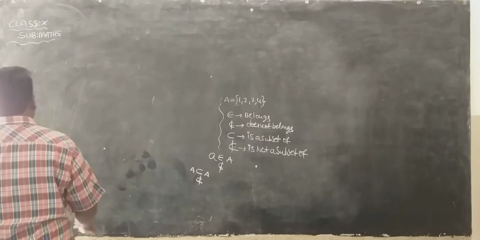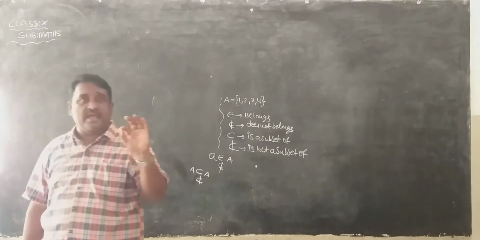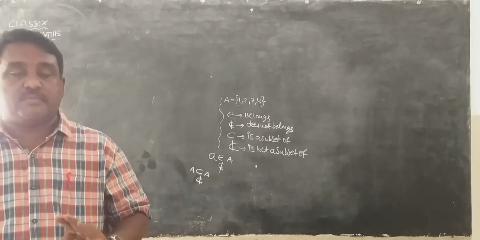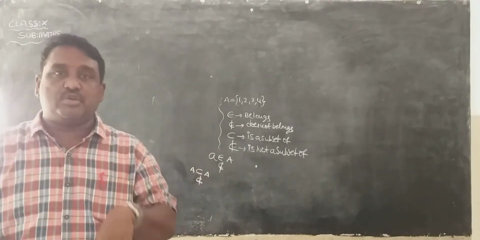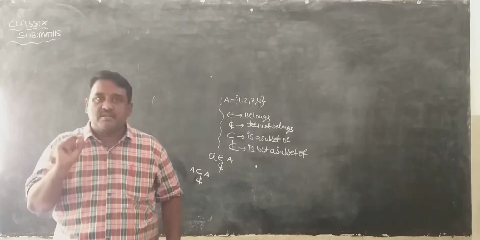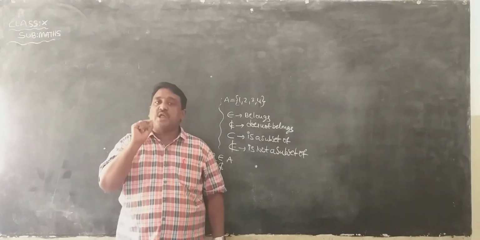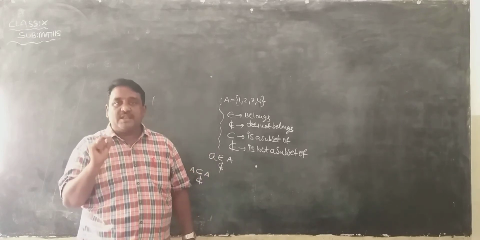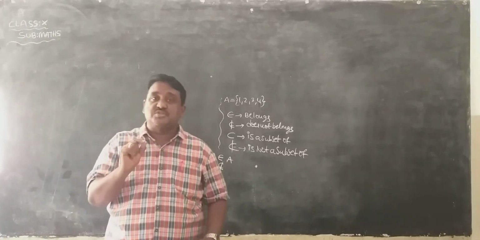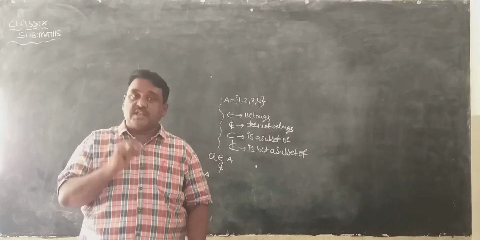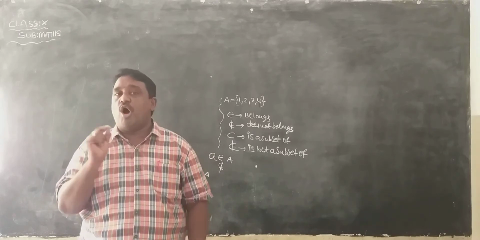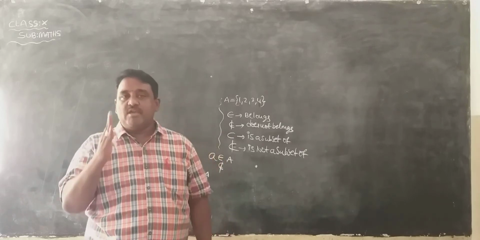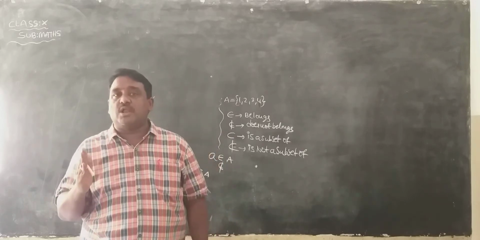Next, what I told: Venn diagram. What is a Venn diagram? A diagrammatic representation of a set. A set contains elements, and we can represent a set through a diagram also. It is known as a Venn diagram. Two names are there: Venn diagram or Venn Euler diagram.